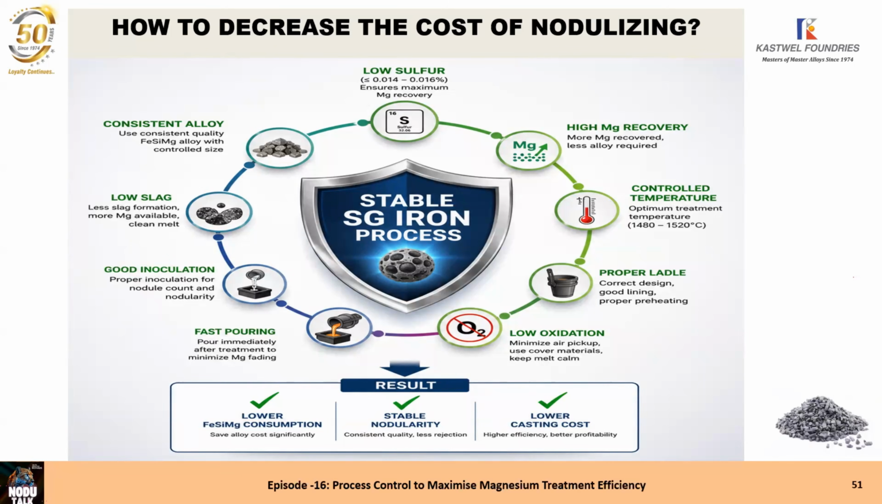And this is a good way to protect and keep the temperature of the metal high, rather than increasing the temperature of the metal in the furnaces to compensate for the metal temperature losses. Low oxidation. The furnaces should always be kept covered when the metal has been prepared. Don't keep the furnace lid open, otherwise the metal from the top is getting oxidized very badly. The result: lower magnesium ferrosilicon consumption, stable nodularity, and lower casting cost.